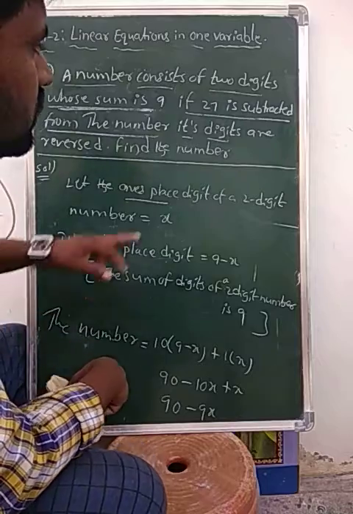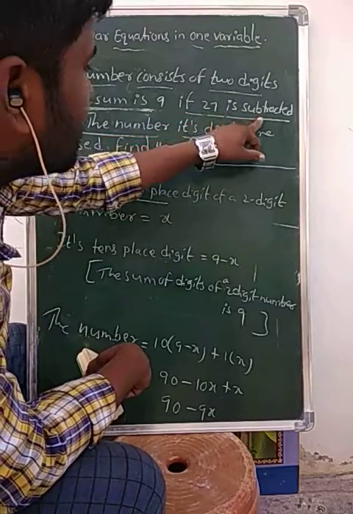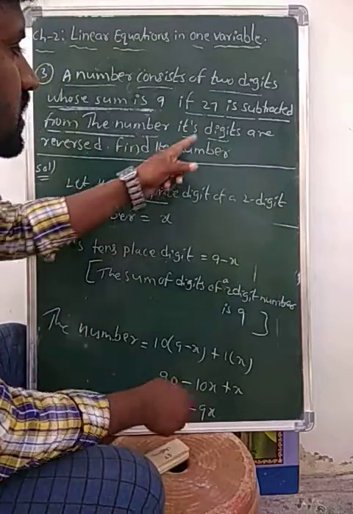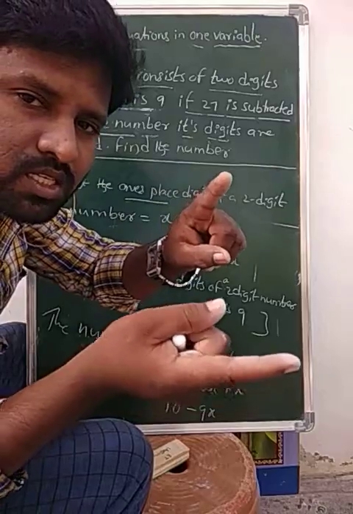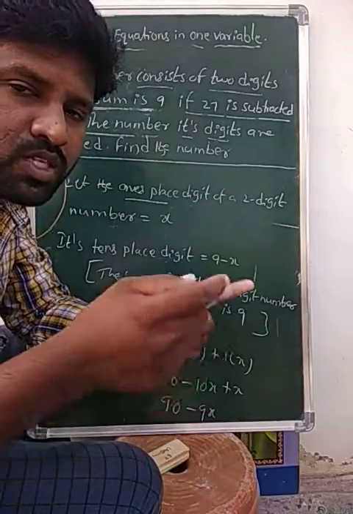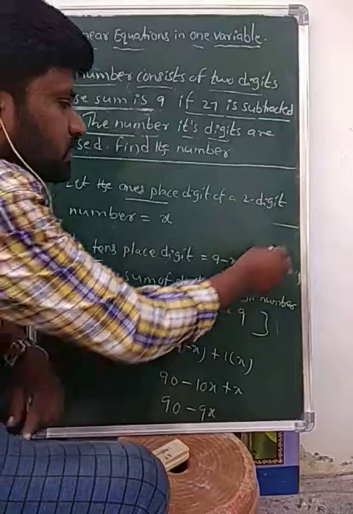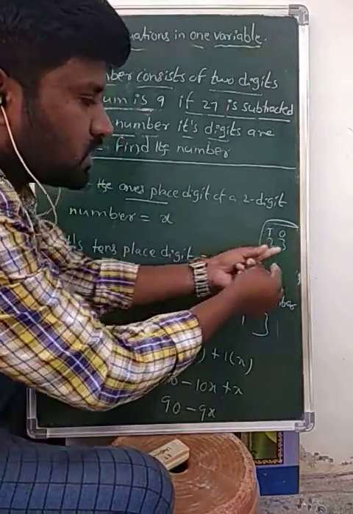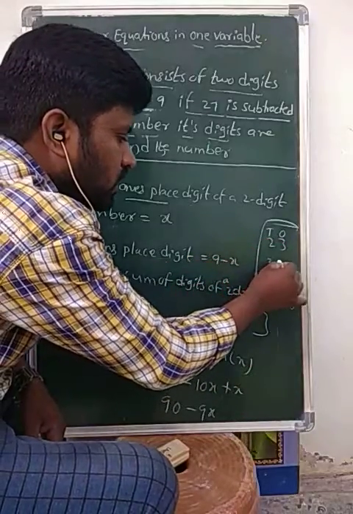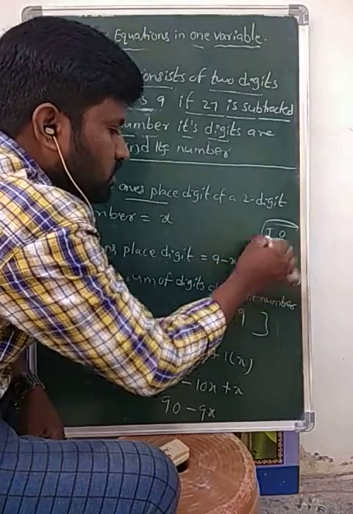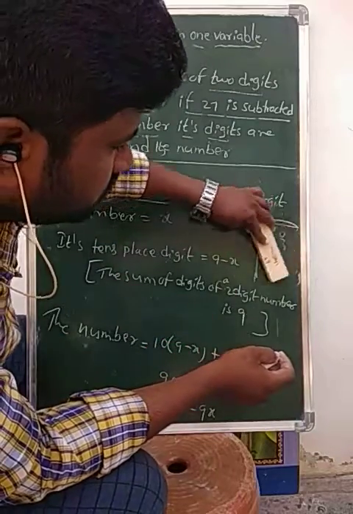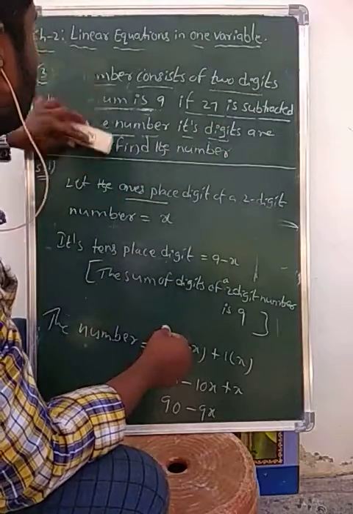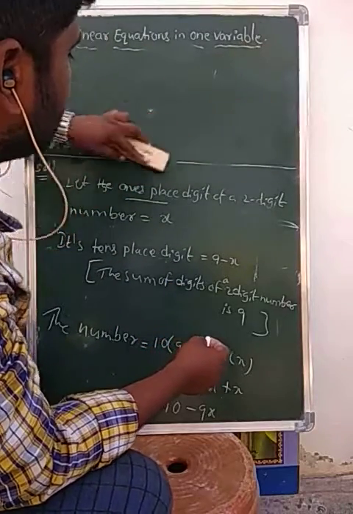Now according to the question, if 27 is subtracted from the number, its digits are reversed. Digits are reversed means the tens place digit becomes the ones place digit, and the ones place digit becomes the tens place digit. For example, say 23 is a number, this is tens place, this is ones place. The digits are reversed means it becomes 32, tens place is 3 and ones place is 2. Like that.